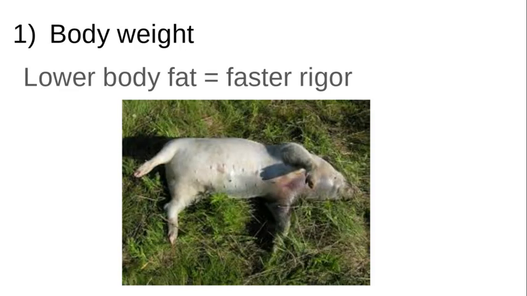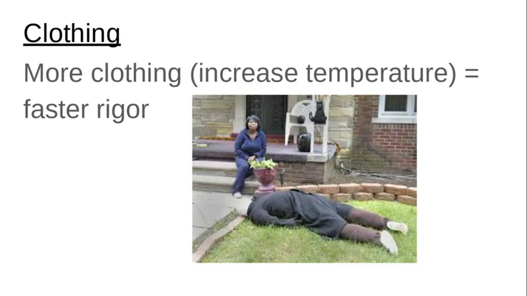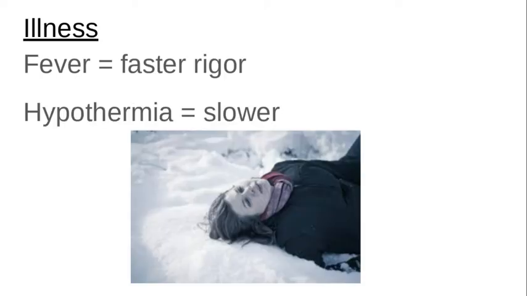Body weight is a factor. The lower the body fat, the faster the rigor. So lower body fat means more muscle. And so since rigor mortis affects muscles, you're going to see a body move faster through those rigor mortis steps if there's lower body fat and more relative muscle. If somebody has clothing on, then the temperature of that body is going to be warmer, faster rigor mortis. Illness. So again, if somebody is warm, faster rigor mortis. If the body is very cold due to something like hypothermia, then that rigor mortis is going to slow down.